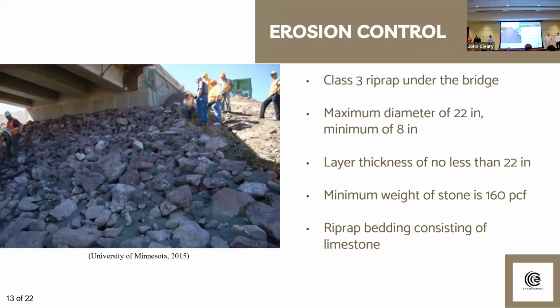So considering the current bridge structure has scour problems at the foundations, our solution to this was replacing riprap directly underneath the bridge. We determined our sizing of the riprap based on state regulations and state documents: a maximum diameter of 22 inches and a minimum diameter of 8 inches. The minimum weight of stone is 160 pounds per cubic foot. And underneath our riprap layer, we'll have a bedding layer of durable limestone material.